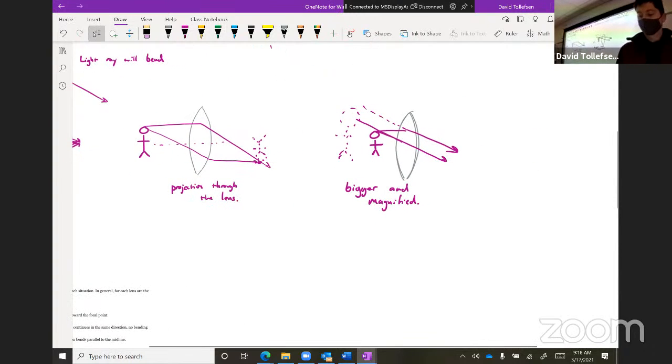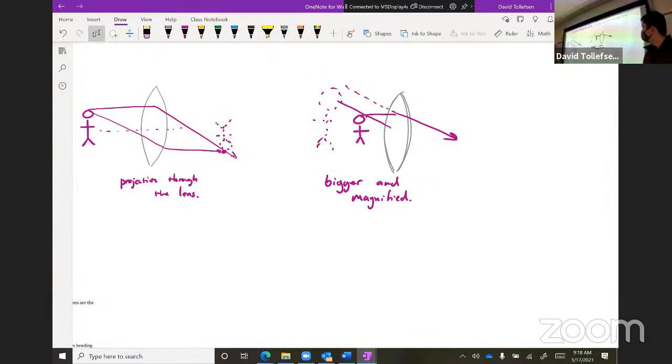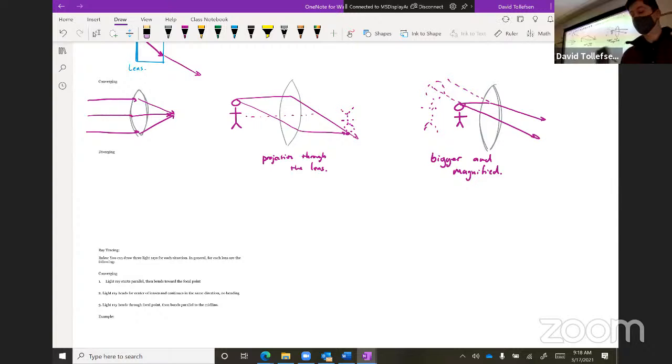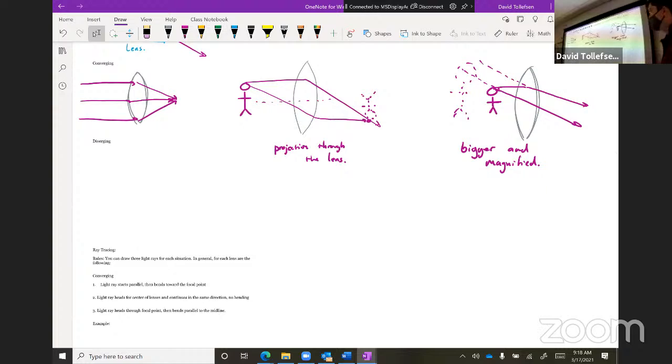That's what the lab, if you go back and play with it on the lab, you can see how the light rays are bending.